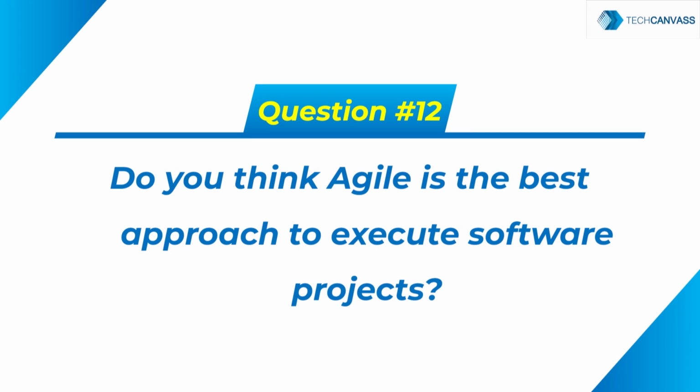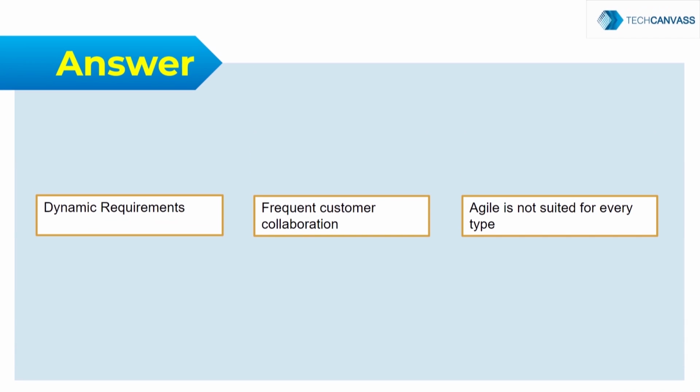Question number 12. Do you think Agile is the best approach to execute software projects? As I mentioned in the previous question, not in absolute terms or not in 100% of the cases. Agile methodologies are more suited for modern day projects as it allows you to cater to changing requirements and changing dynamics of the business. It has been designed with the ability to handle such frequent changes. However, it is not something which is easy to come by. It's not an easy approach to implement.